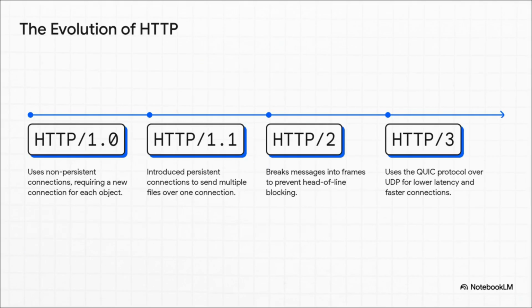The reason the web feels so fast today is because HTTP has evolved so much. The very first version was painfully slow. It needed a whole new connection for every single image. HTTP/1.1 made things better with what are called persistent connections. But the real game changer was HTTP/2, which broke data into smaller frames so a single slow-loading image wouldn't block the rest of the page. And now we've got HTTP/3, making things even faster by using a totally new protocol called QUIC.